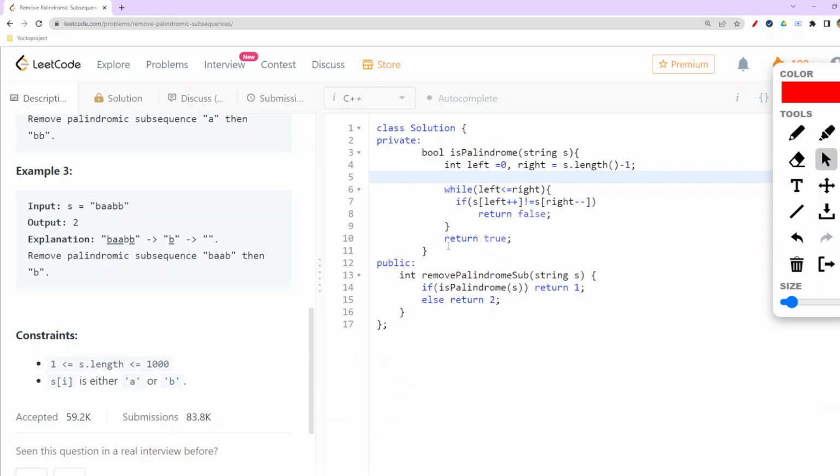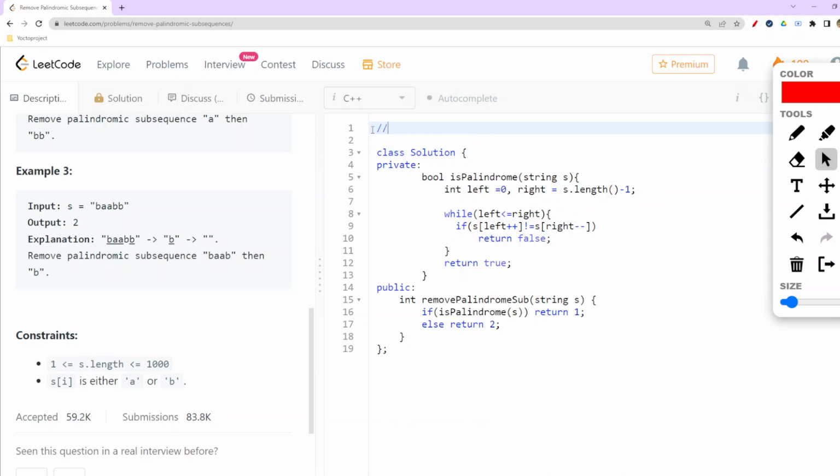What I have done is I have taken a bool isPalindrome function, where I pass the string, and with the two-pointer approach I find out whether it is a palindrome, incrementing and decrementing side by side. If they are not equal, then I return false, else I return true. This is the standard palindrome function. And here, if it returns true, then I return 1, as we were discussing, else I return 2. This is all we need to do in this question.